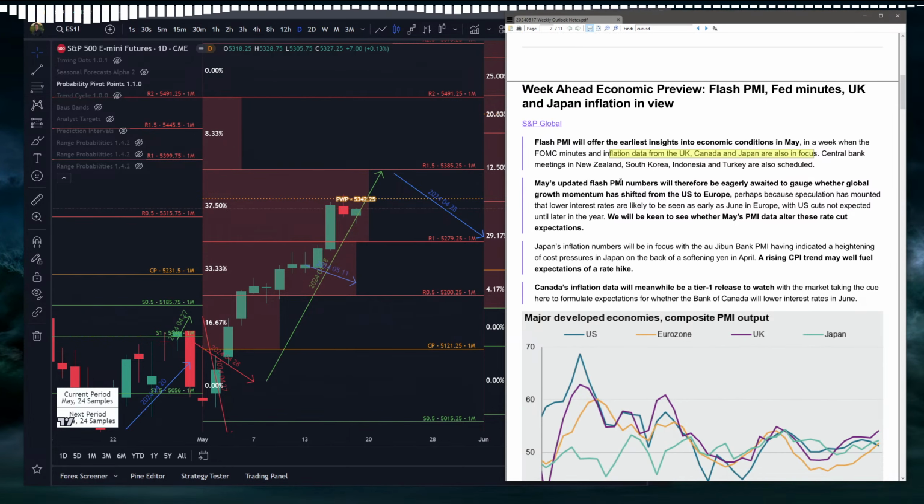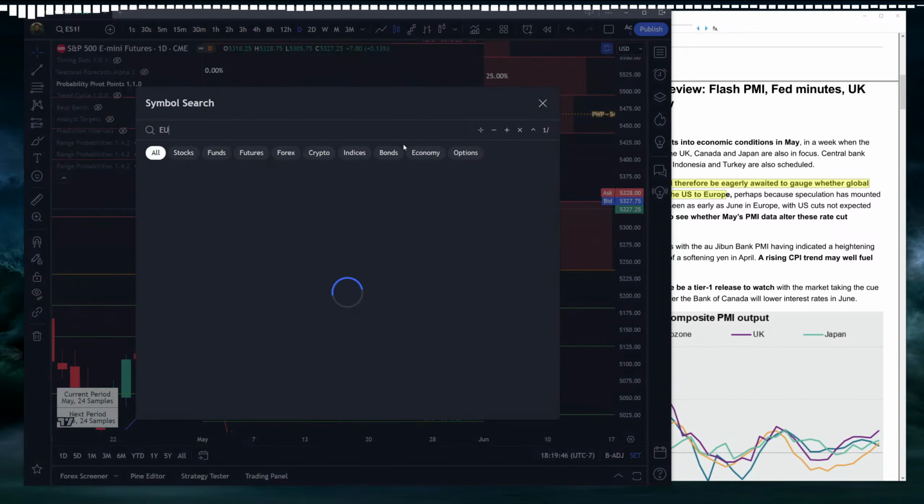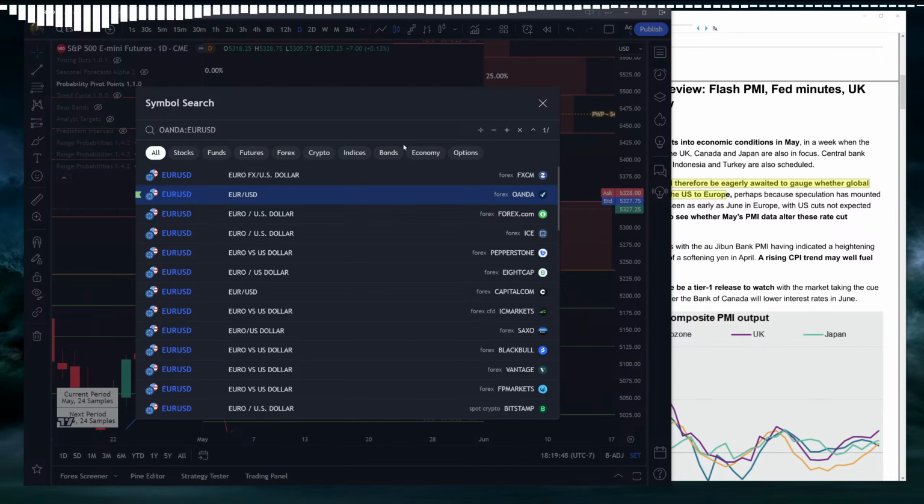May updated flash PMI numbers will therefore be eagerly awaited to gauge whether global growth momentum has shifted from the US to Europe, which is one of the reasons why Eurodollar looks really healthy even on the yield spread side of things.